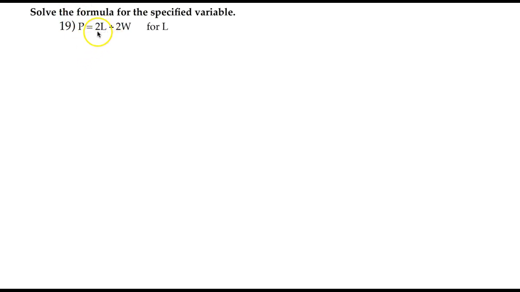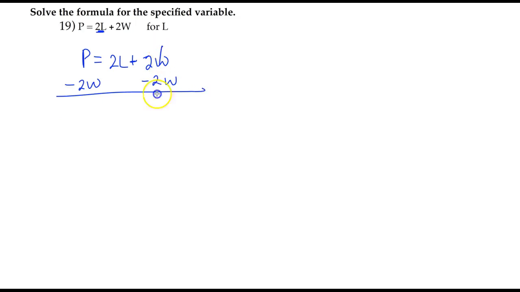So here we need to get L by itself, so that means we need to get this term by itself. Since we know we need to get that term by itself, the one term that I know I don't need on the right side is the 2w. So I'm going to subtract 2w from both sides. And that cancels. And this is just p minus 2w because these two terms are not like terms. And then that'll equal 2 times L. Since we want L by itself and we got a 2 multiplied times that, we will divide by 2 to get rid of that 2.